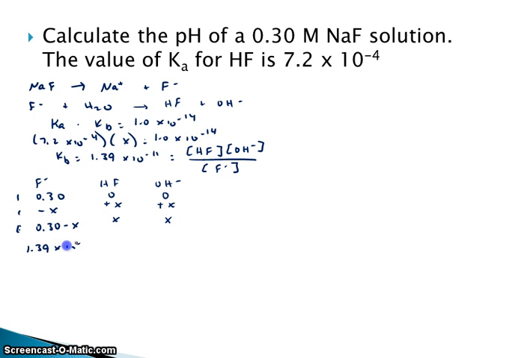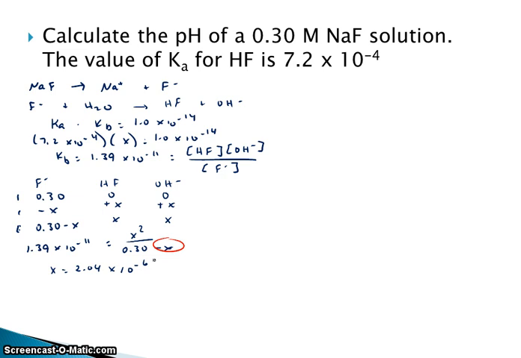1.39 times 10 to the minus 11 equals X squared over 0.30 minus X. We'll assume that our X is insignificant, multiply both sides by 0.30, and take the square root of both sides to solve for X. So X equals 2.04 times 10 to the minus 6.